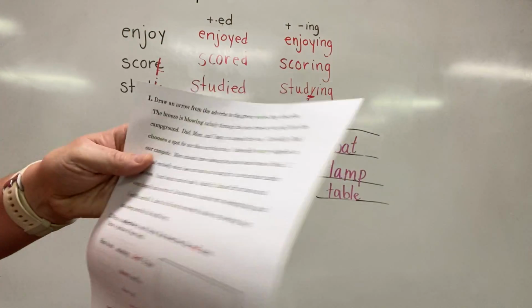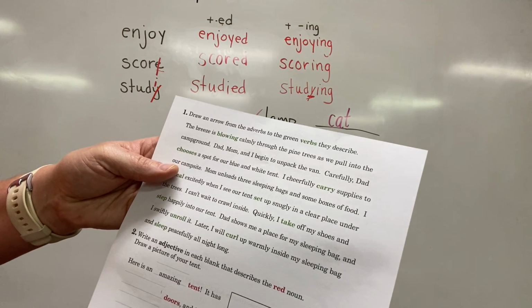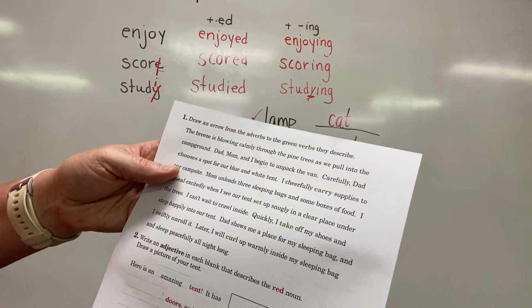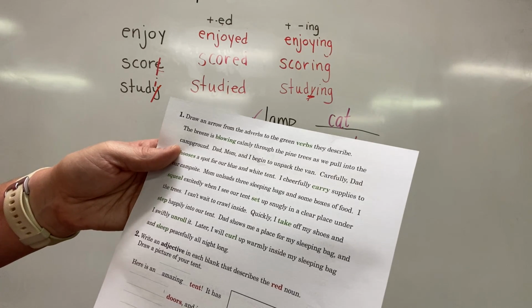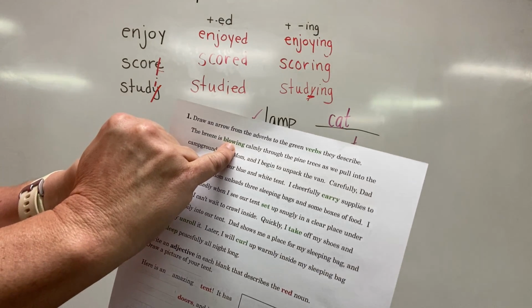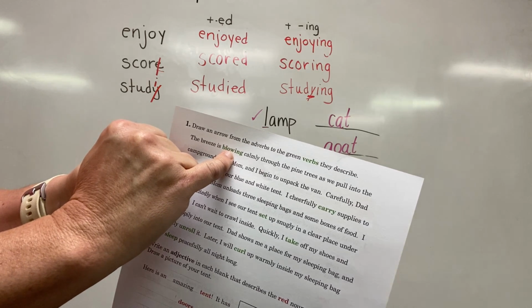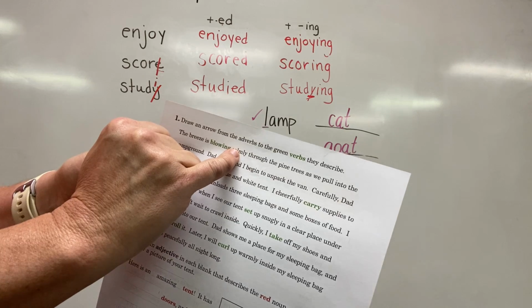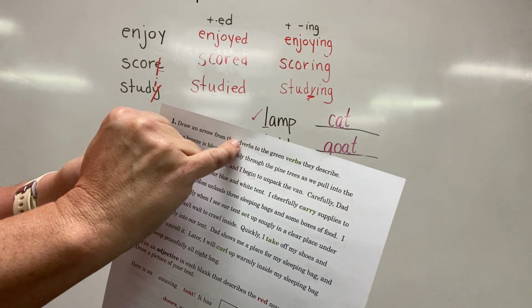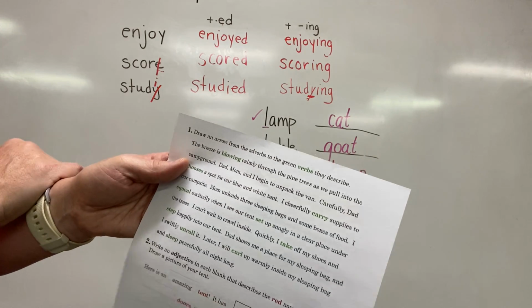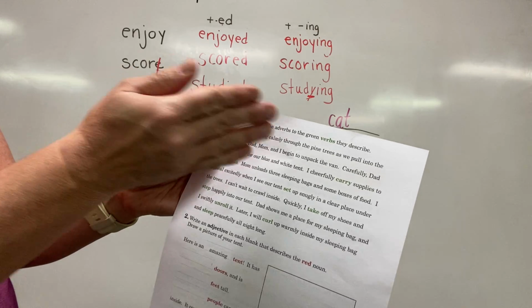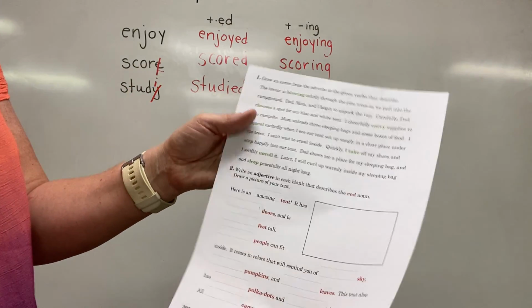Let's look at the first sentence. The breeze is blowing calmly through the pine trees as we pull into the campground. Blowing is your verb. It's in green. How is the breeze blowing? Calmly. So you would draw an arrow from calmly to blowing because that's what it's describing. Go through and do that section.